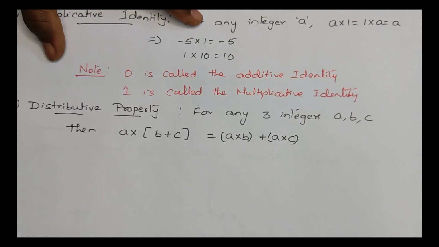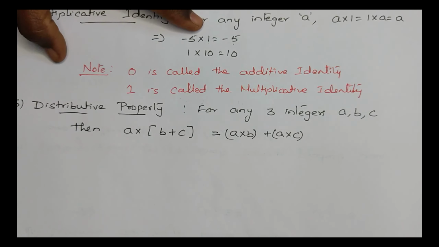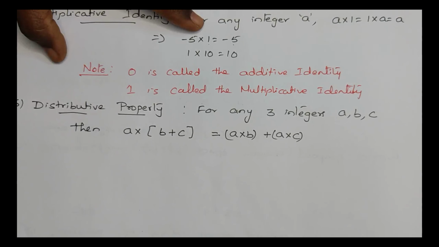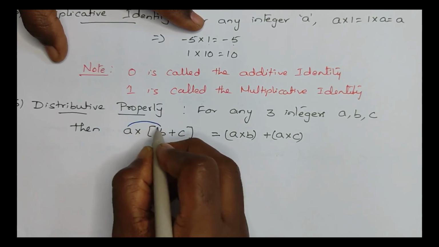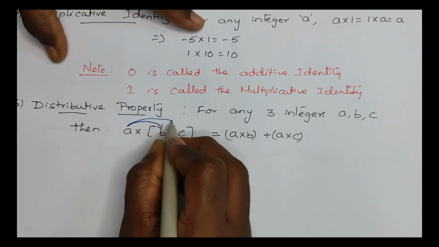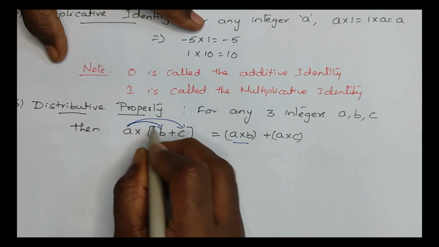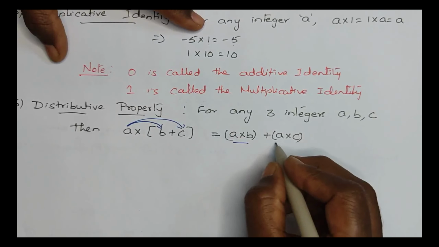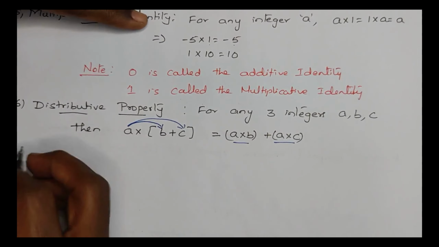Is it clear? Now observe this. What are we doing here? We are distributing a to the terms which are inside the bracket. That's how you get a × b, the first part, then the next part is a × c. So let's take one example for this.